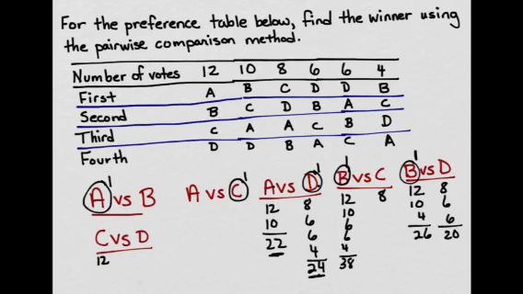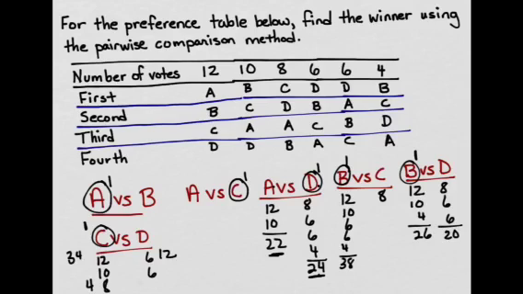So C gets the 12 because C versus D, C is above D for those 12 voters. Then C gets the next 10. And C gets the next 8. And C versus D, so D gets 6. And then the other 6. And C is over D for the last 4. So let's see, that makes 34 for C and 12 for D. So that makes C the winner of that matchup.